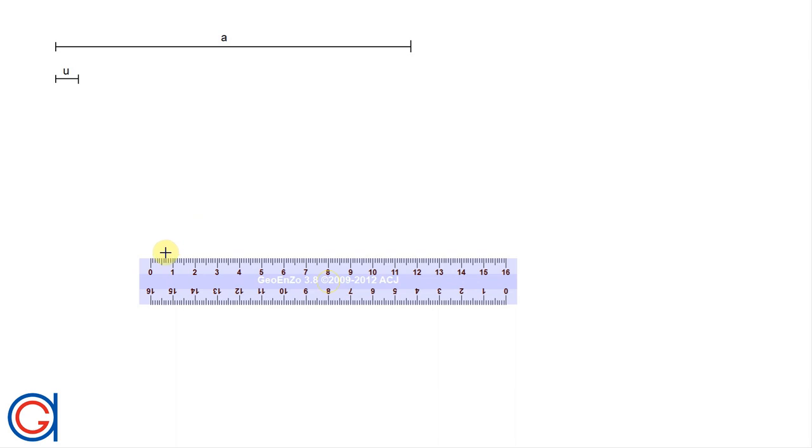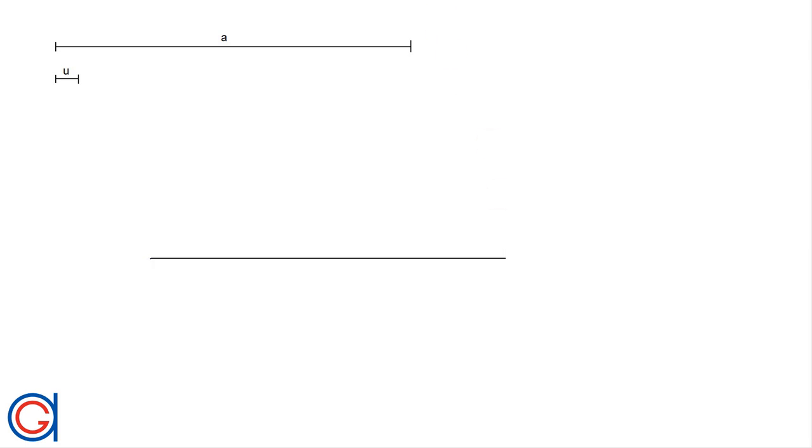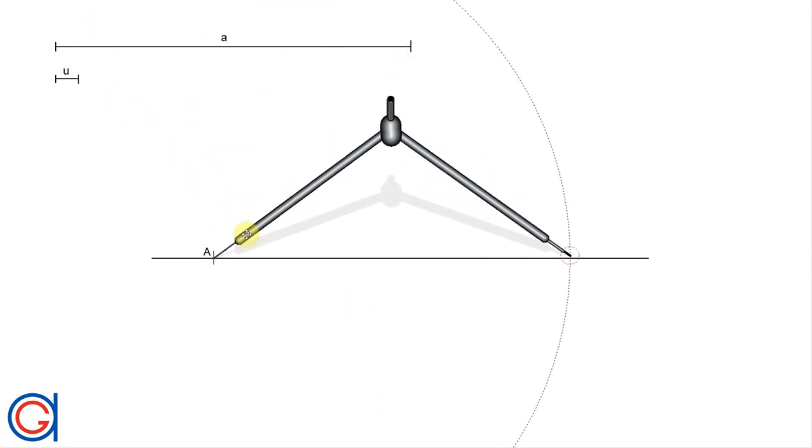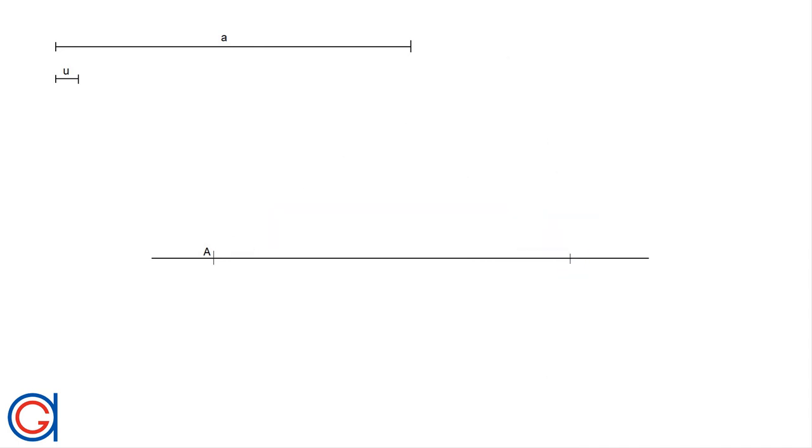So to do this, first of all, we are going to draw a horizontal line at the bottom of the screen, as can be seen here. And on the left side of this line, we will mark a point, which we will call A. And now we're going to transport our given line segment A onto this horizontal line, setting our compass on point A. We scribe an arc to get a second point, B. And AB is the length of our given line segment A.